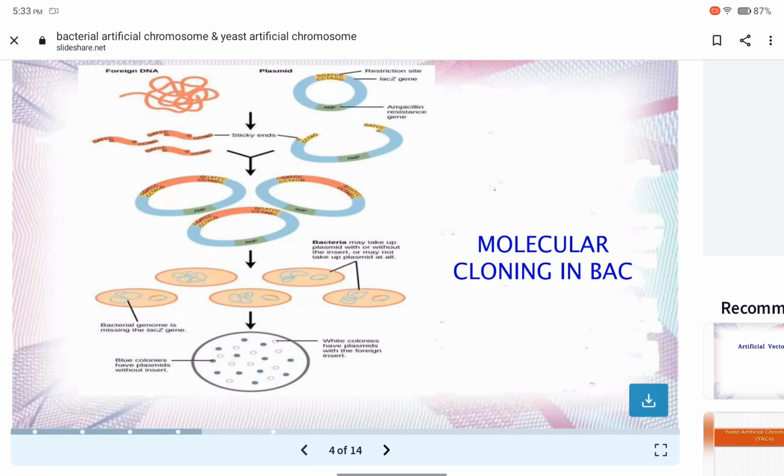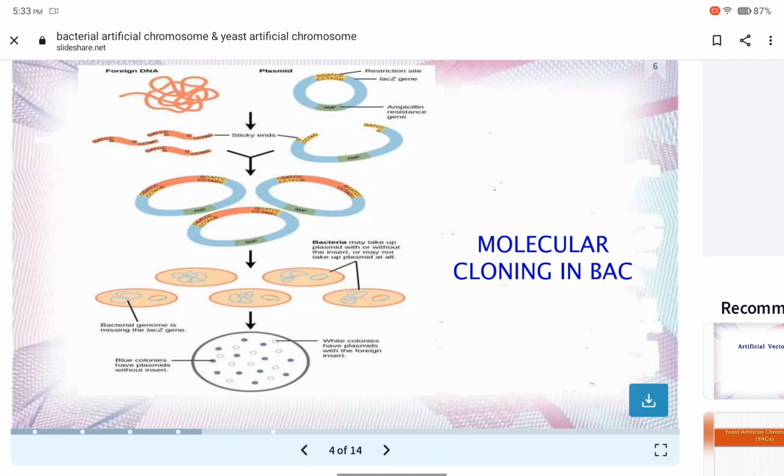You can see here bacteria may take a plasmid with or without the insert, or may not take up the plasmid at all. So when you're trying to put a plasmid inside a bacteria, there are so many chances. The first probability is that it will not take the plasmid, as you can see in the second picture from the left side, which does not contain any plasmid. It means this bacterial cell was not able to take up the plasmid.